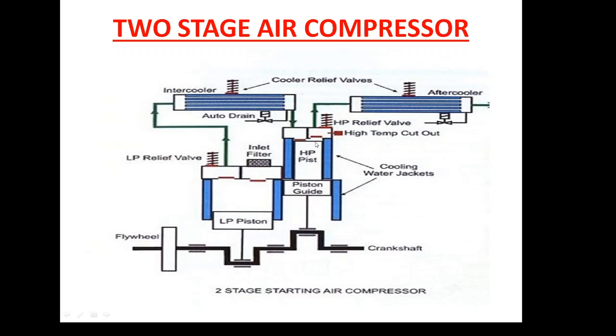After it is compressed, it is discharged through the second stage delivery valve. As it is discharged through the second stage delivery valve, now it will pass through the aftercooler. Now what is the function of the aftercooler? The function of the aftercooler is to cool the air which is discharged after the second stage. As it passes through the second stage, it builds up pressure from 5 bar to 25 bar.